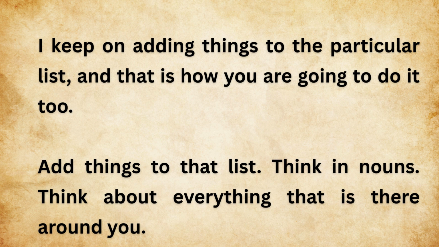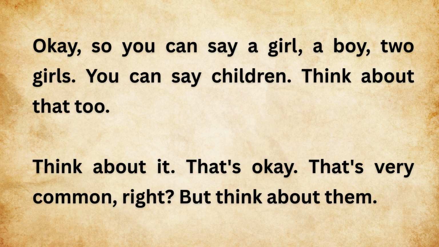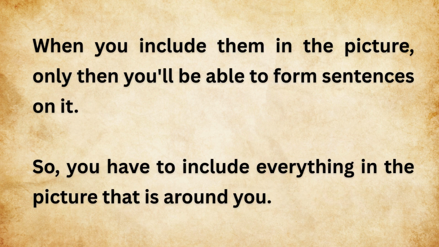Think in nouns. Think about everything that is there around you. Okay, so you can say a girl, a boy, two girls. You can say children. Think about that too. That's very common, right? But think about them. When you include them in the picture, only then you'll be able to form sentences on it. So you have to include everything in the picture that is around you.